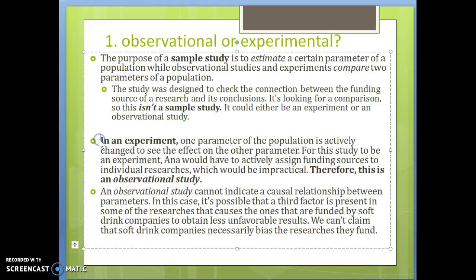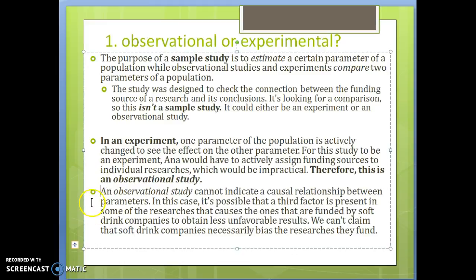So, is it experimental? One parameter of the population is actively changed to see the effect on the other parameter. Since Anna did not apply anything, Anna would have to actively assign funding sources to individual researchers if she were to do this as a treatment, which would be impractical. Therefore, what Anna did was just an observational study.